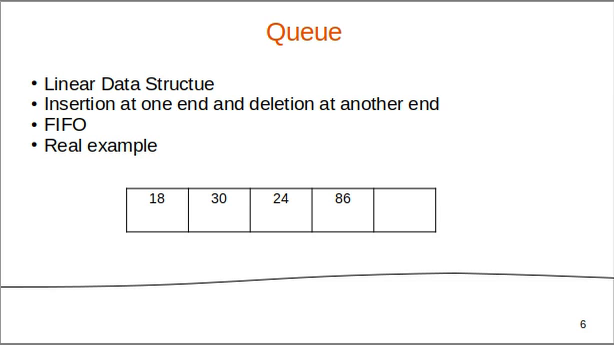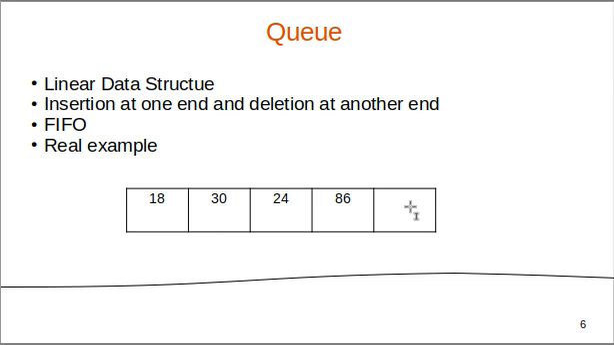Now what is queue? Queue is also a linear data structure where different operations are done on different ends. The operations are performed in FIFO order, that is first in first out. So here the first element that came is 18. So this will be the first to be retrieved or deleted, and if we want to enter a new element, it will be inserted in this position.